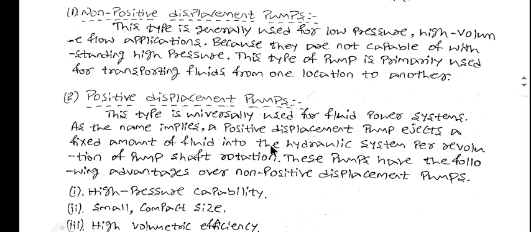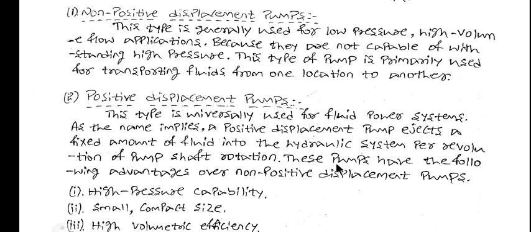Next is the positive displacement pump. Positive displacement pumps are used for fluid power systems. In a fluid power system, a positive displacement pump ejects a fixed amount of fluid. Here it is going to eject fixed amount of fluid into the hydraulic system per revolution of pump shaft. As the pump shaft rotates, that is per revolution, it is going to eject fixed amount of fluid.